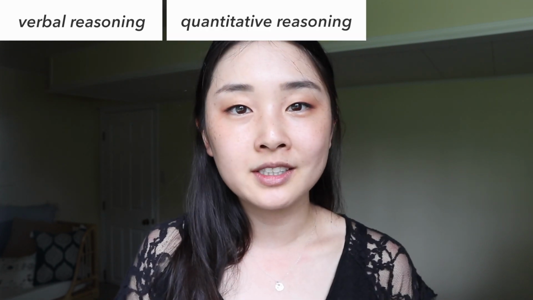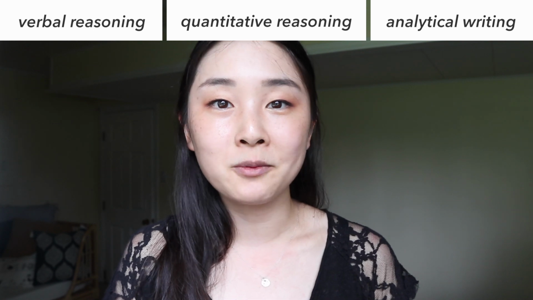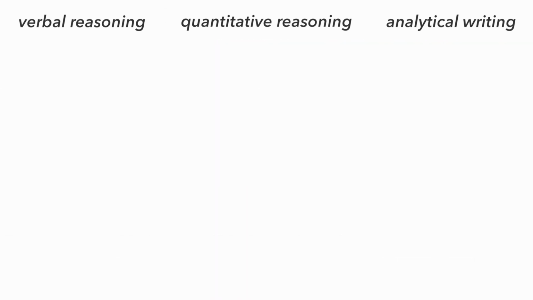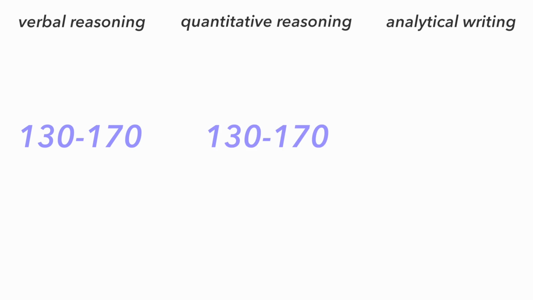Now, the GRE has three sections: verbal reasoning, aka reading comprehension and vocab, quantitative reasoning or math, and analytical writing, which includes two essays. The verbal and quantitative sections are scored between 130 and 170. So the lowest score you can get is 130, highest score is 170 for each of those sections. And the analytical writing section is scored from 0 to 6 in half point increments. The average score on the verbal and quantitative sections is about 150 to 152, and the average score for writing is about a 3.5.